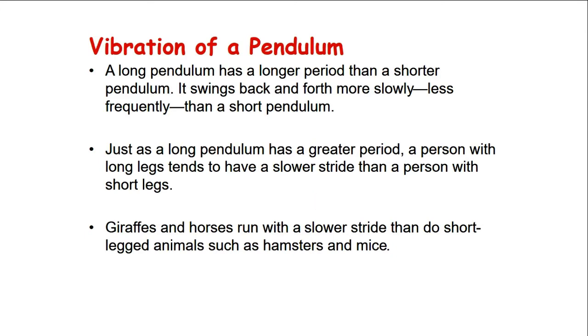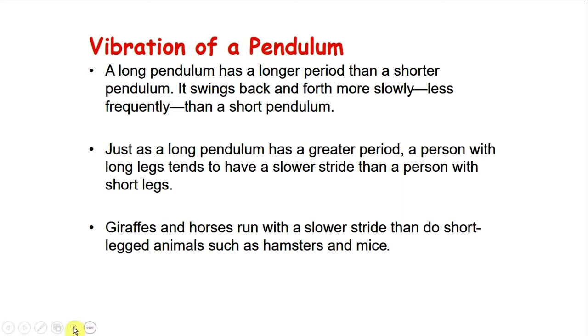So let's just repeat and summarize. A long pendulum has a longer period than a shorter pendulum. What do we mean by a longer period? It means the time is larger. Now what does it mean when the period is large or long? It means that the pendulum is slower. So when the period is large, this means it takes longer to complete one full cycle, which means it is slow. A shorter pendulum will swing faster, which means the period is shorter.